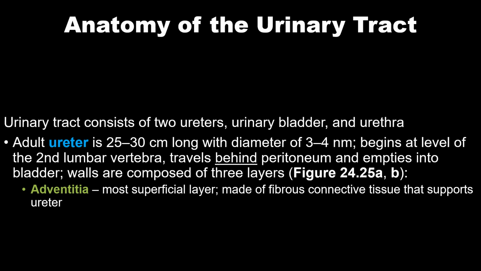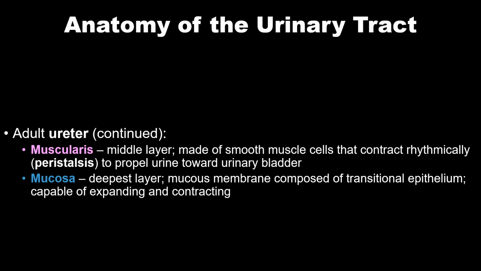Just like any hollow organ, they have a multi-layered wall, and their three layers, from superficial to deep, are the adventitia, the muscularis, and the mucosa. The adventitia is going to be a fibrous connective tissue that basically supports the ureters. The muscularis is going to be a smooth muscle-containing middle layer, and that's like the smooth muscle of the alimentary canal. This contracts rhythmically via peristalsis. Waves of peristalsis course through the muscularis as often as 5 times a minute, depending on the rate of urine production, and it all works to propel urine toward the urinary bladder.